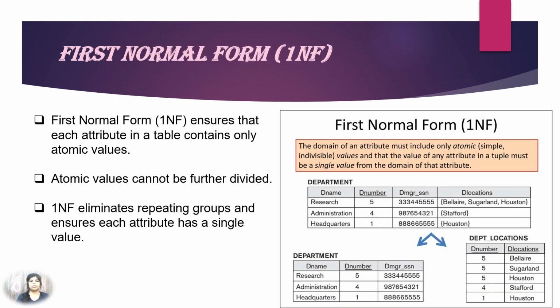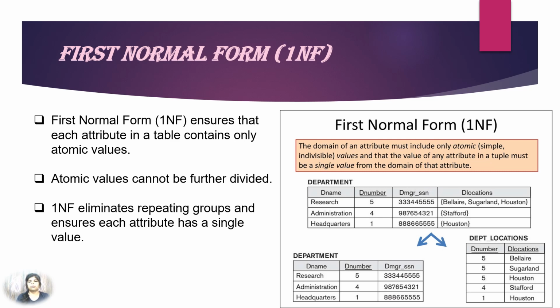Let's discuss the normal forms in the database management system. There are three types of normal forms: first normal form, second normal form and third normal form. We'll discuss them with examples. First normal form. First normal form ensures that each attribute in a table contains only atomic values. Atomic values cannot be further divided. First normal form eliminates repeating groups and ensures each attribute has a single value.